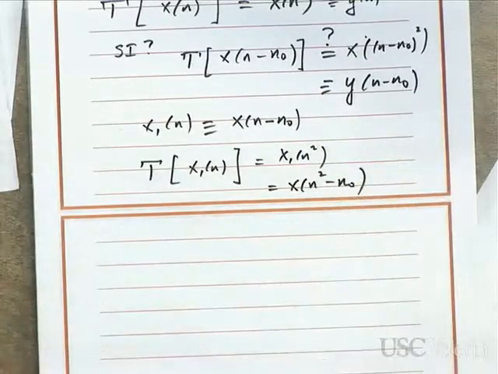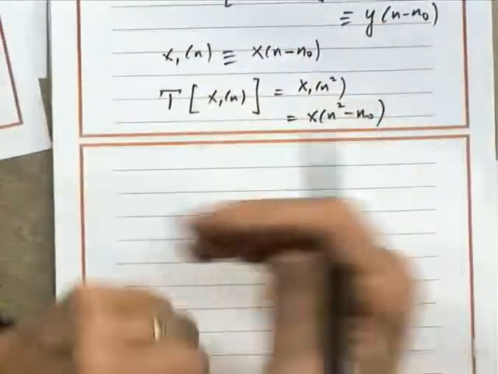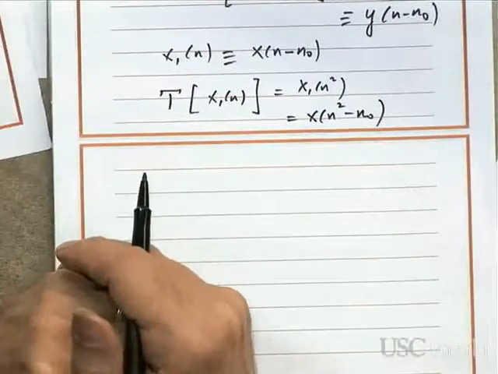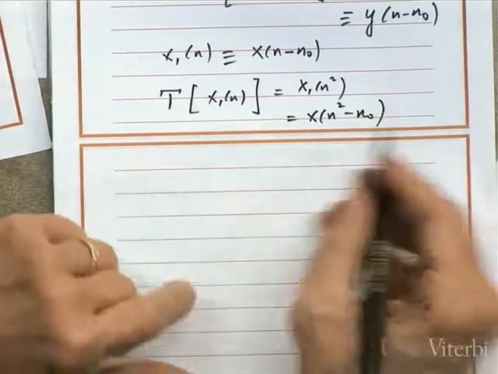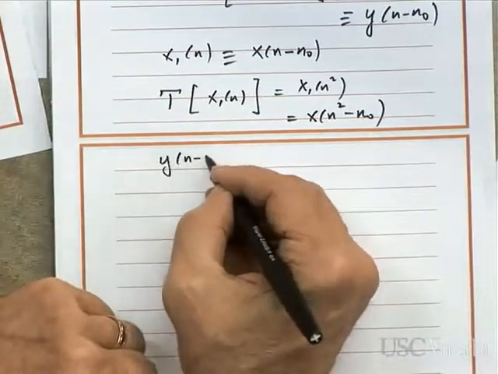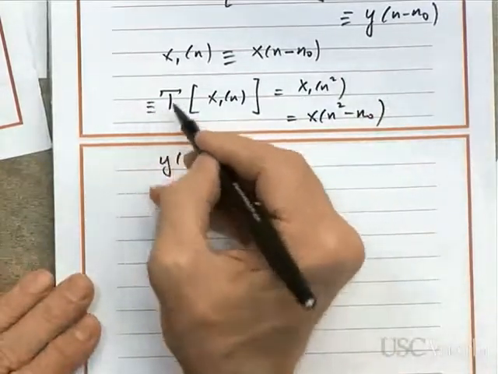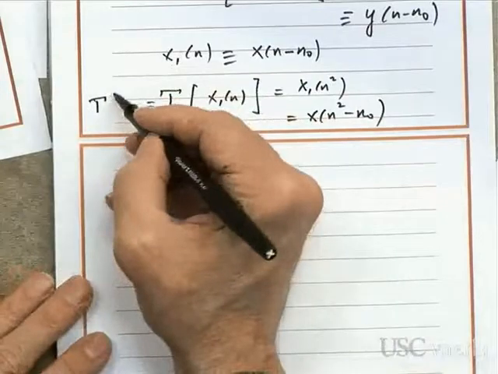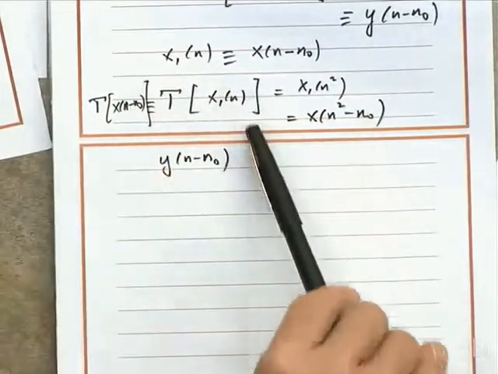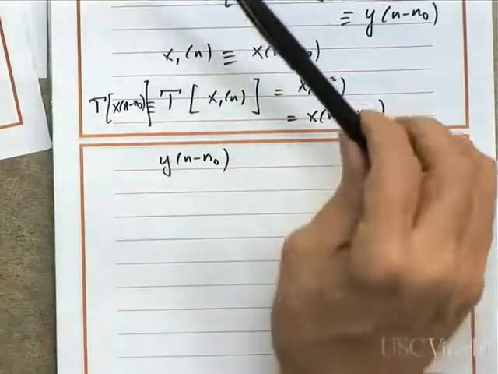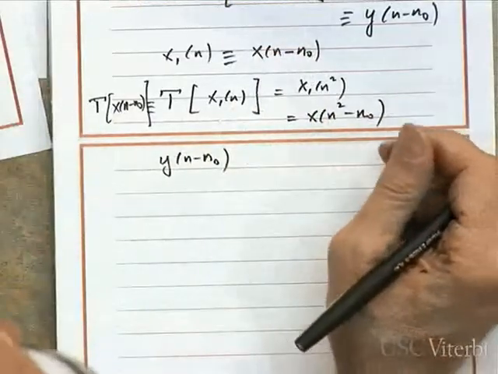So you see how this stuff gets, for me, a little bit, there are some subtleties in some of these examples. So the question is, again, y of n minus n naught. This is the response to x, by definition, T of x of n minus n naught. I just introduced x1 as a little intermediate input sequence, or an intermediate sequence.